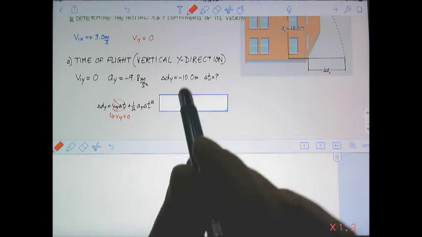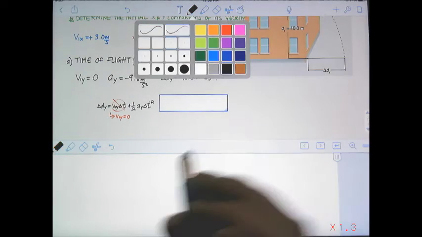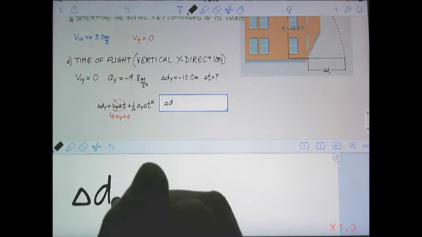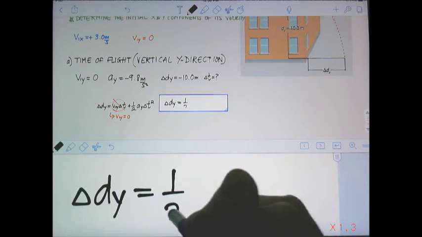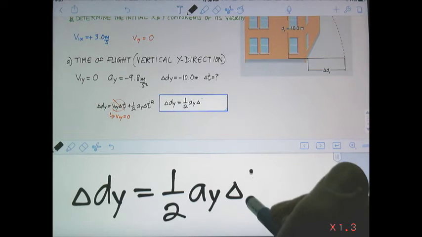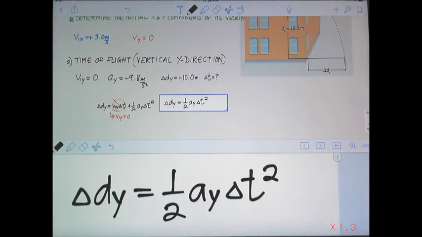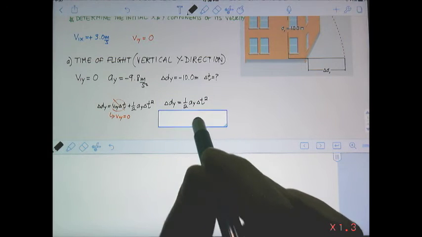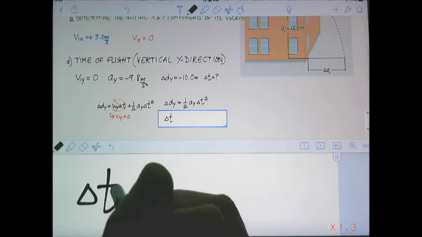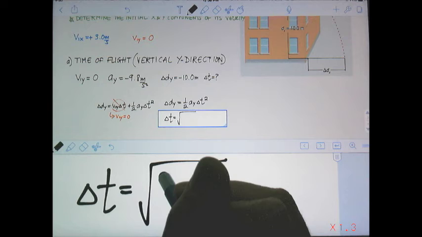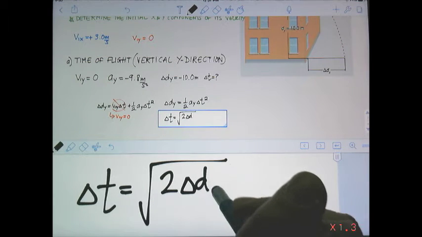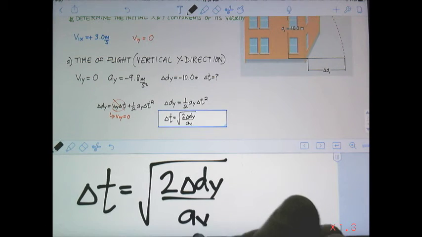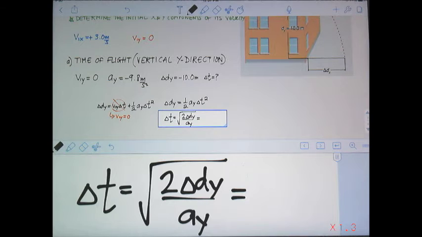So this equation simplifies to delta dy equals 1/2 ay delta t squared. And we're familiar with rearranging this equation, so we can do it quickly. Delta t is equal to the square root of 2 delta d over a. And we're ready to sub and solve.